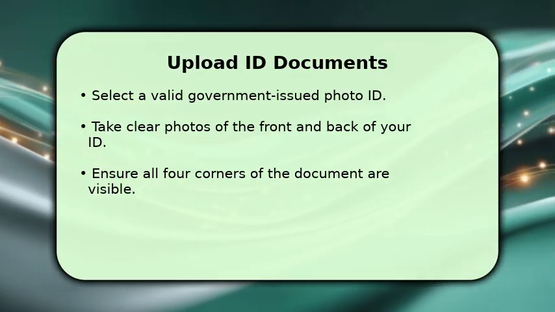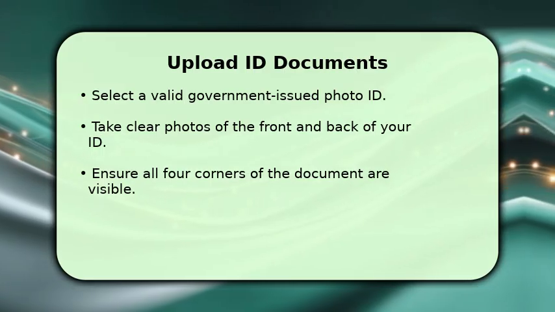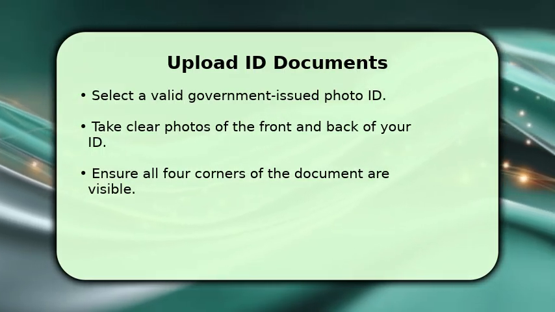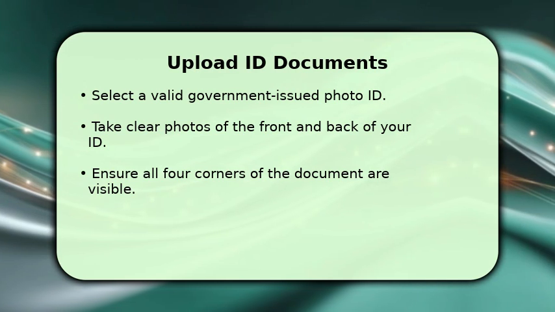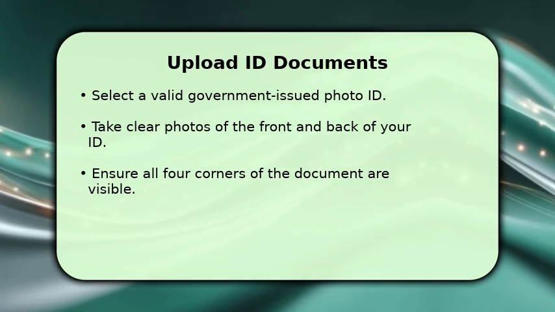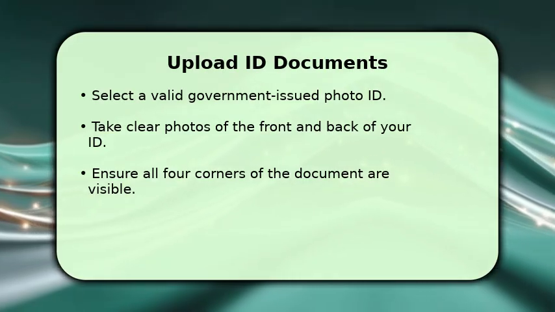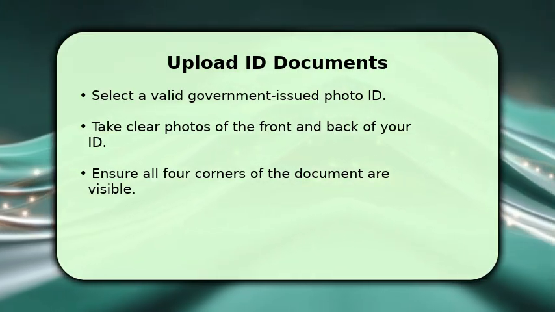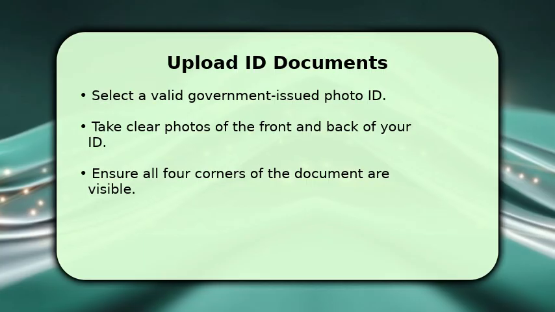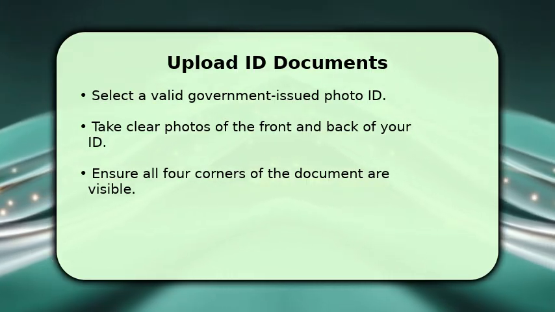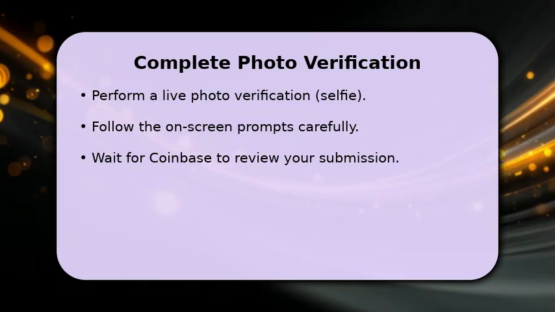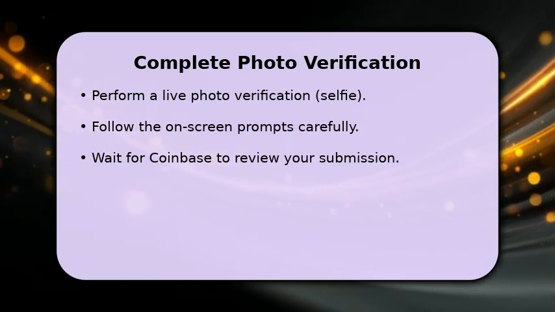Choose a valid government-issued photo ID, such as a driver's license or passport. Use your phone's camera to take clear, well-lit photos of both the front and back of your chosen ID. It's important that all four corners of the document are visible and that the text is perfectly readable to avoid delays in verification. Finally, you'll complete a live photo verification, often called a selfie.